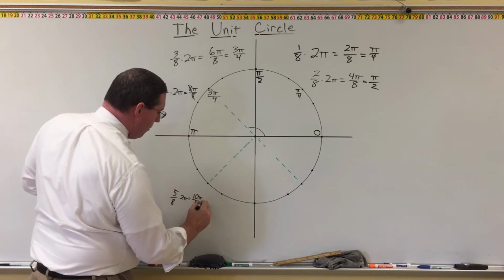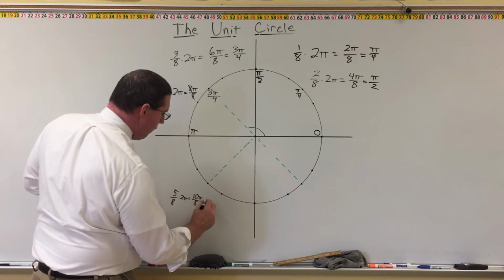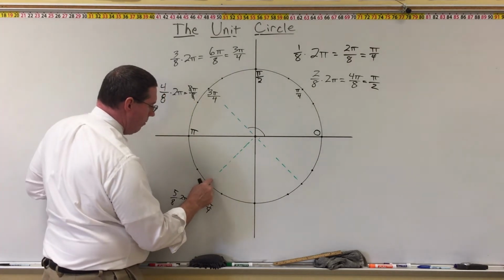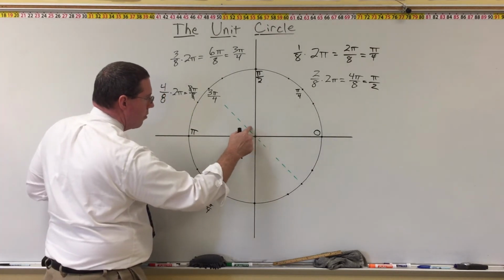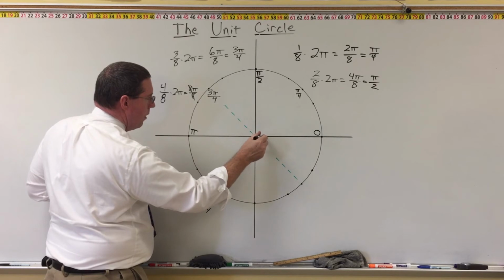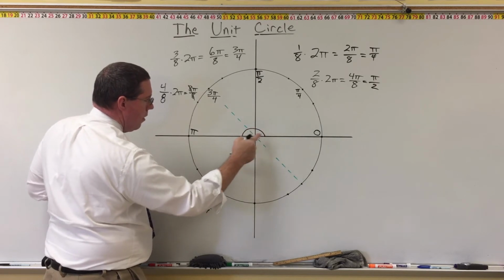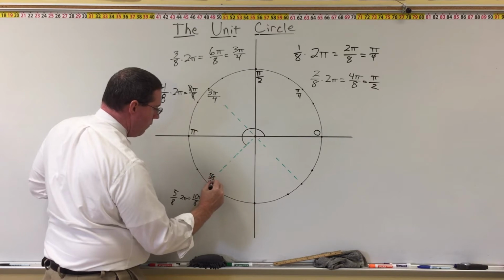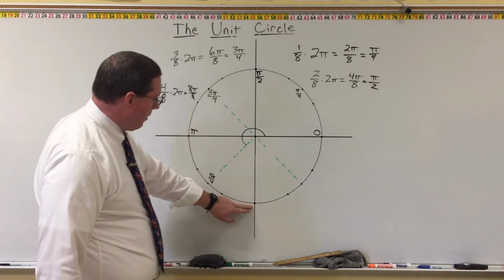Both of these are divisible by 2, so that is reducible to 5 pi over 4. So that means this angle measure, the angle measure that starts here and goes around to here, is the angle measure 5 pi over 4. Okay? Now let's come down here.